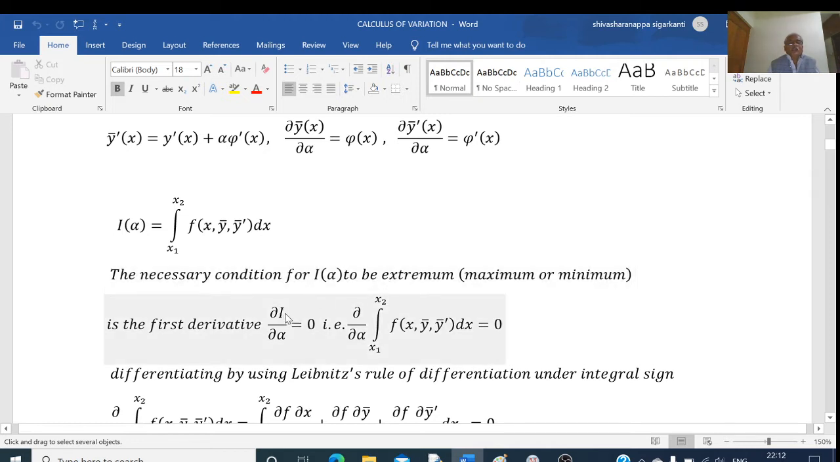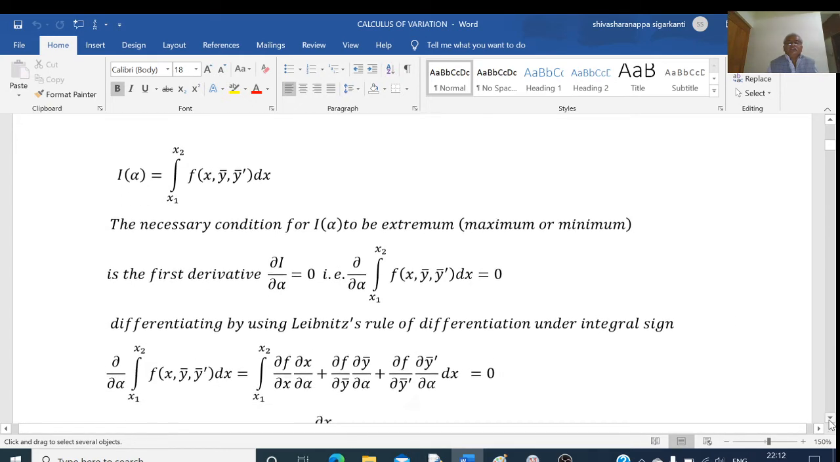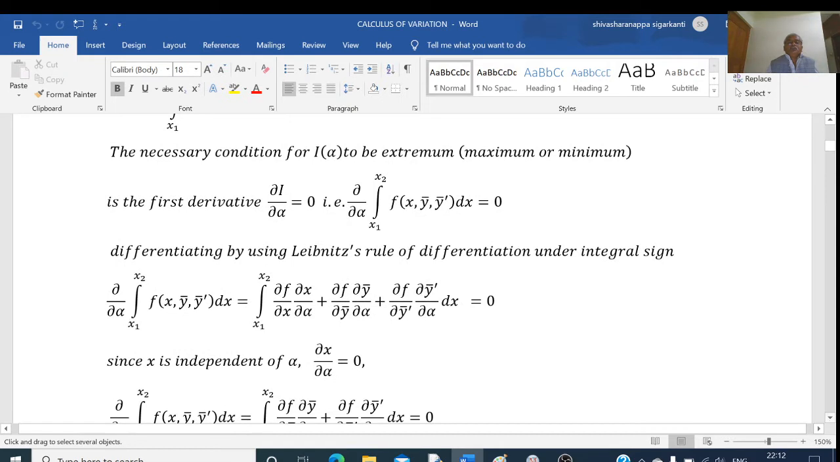That is dou I by dou alpha must be equal to 0. So that is here dou by dou alpha of this integration is equal to 0. So now we take this dou by dou alpha inside this integral sign, that is differentiation under integral sign. Using Leibniz rule, we can differentiate this as f is a function of x, y bar, y bar dash. Therefore, if I differentiate this with respect to alpha, you have to differentiate partially.